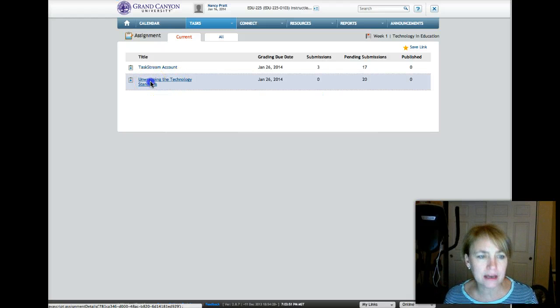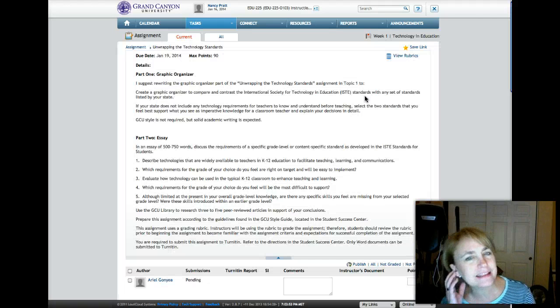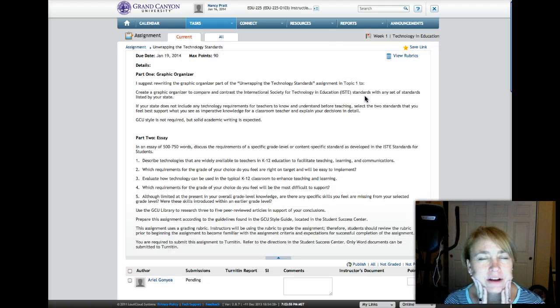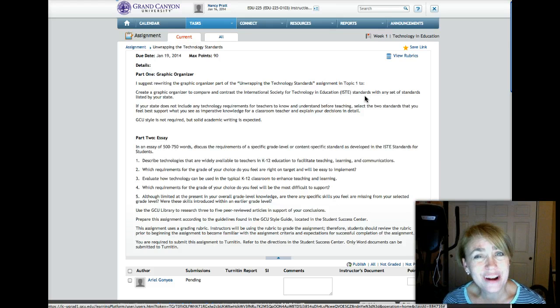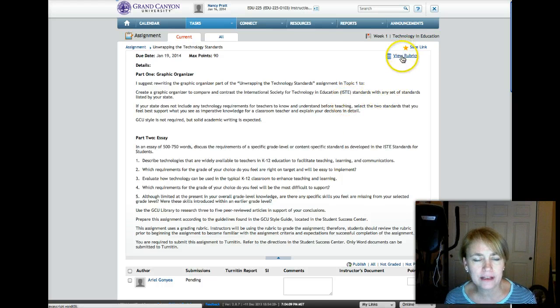The second one is unwrapping the technology standards. I don't want this to scare you off, because this is probably the most confusing assignment of the whole 8 weeks. I'm sorry, I can't really change it because it's connected to a rubric. So if we look at the rubric, this is what you need to have in here.